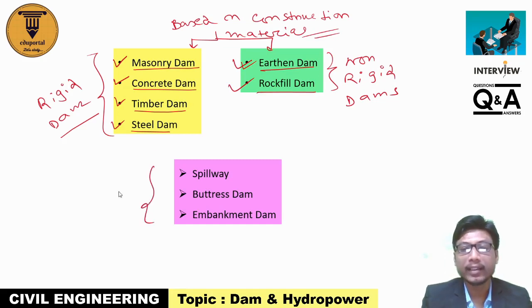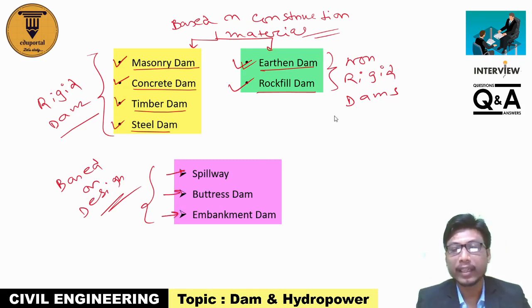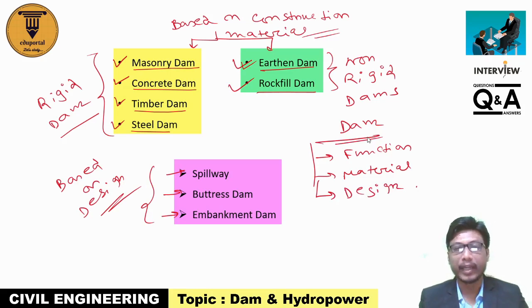Now this is another classification. This is based on the design. Based on design, dams can be classified into spillway, buttress dam, and embankment dam. Okay, so we have seen the classification of dam based on three different things. One is function, next is the material used for construction, and third is design. This is the general classification of dam.